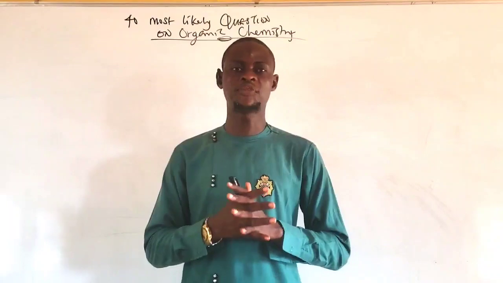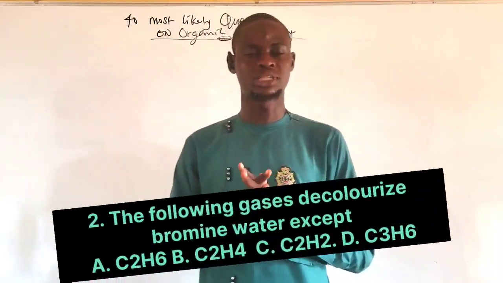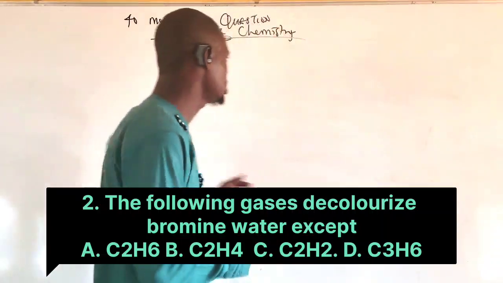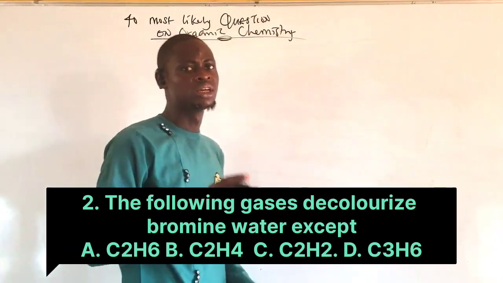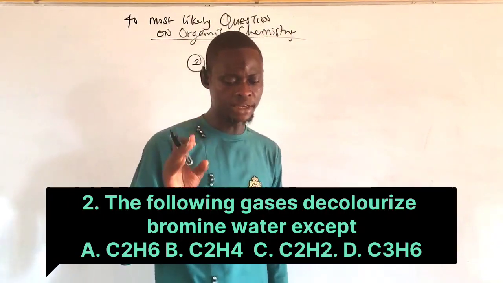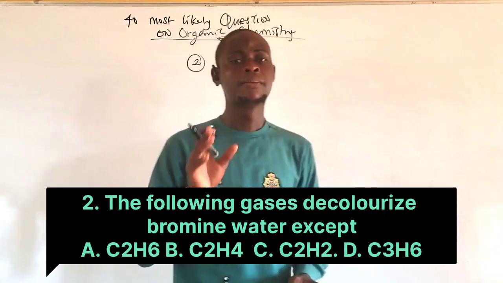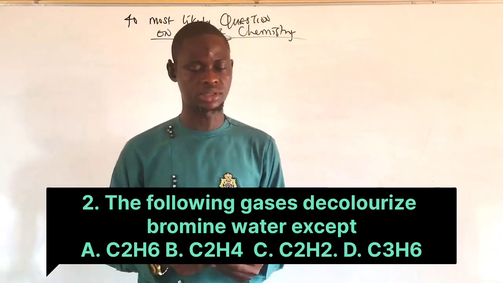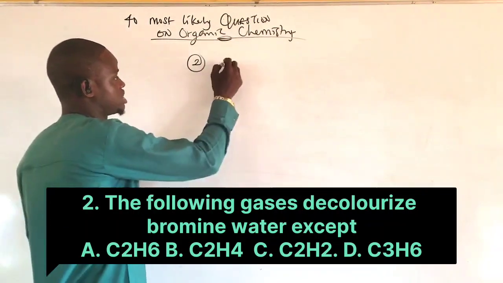Question 2 that I found so far: the following gases decolorize bromine water except. Now let me give you one thing about this question. Bromine water can only be decolorized by unsaturated hydrocarbons. Unsaturated hydrocarbons decolorize what? Bromine water.